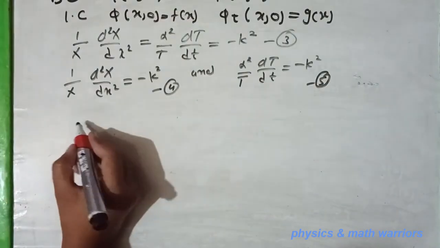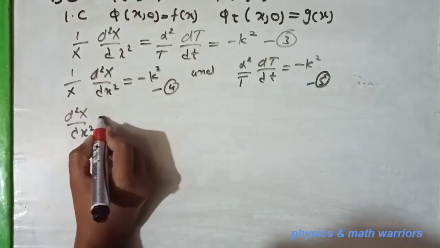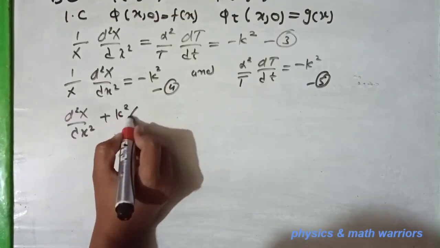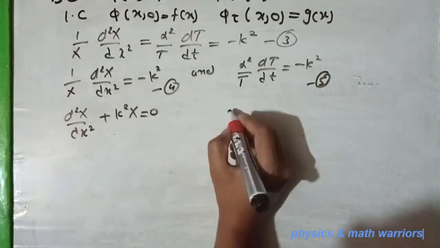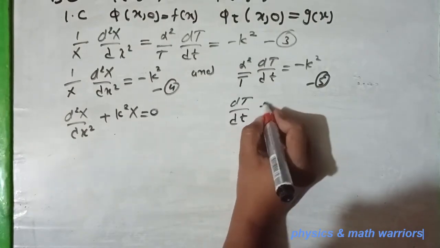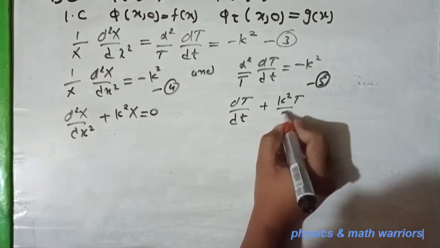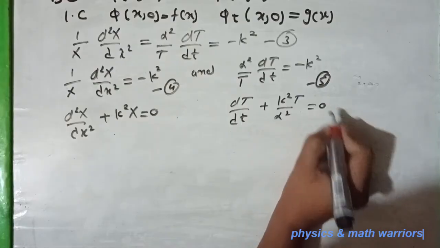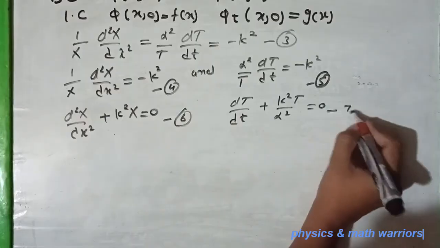Equation 4 can also be written as d²X/dx² + k²X = 0, and equation 5 can be written as dT/dt + k²T/α² = 0. This is equation number 6 and this is equation number 7.